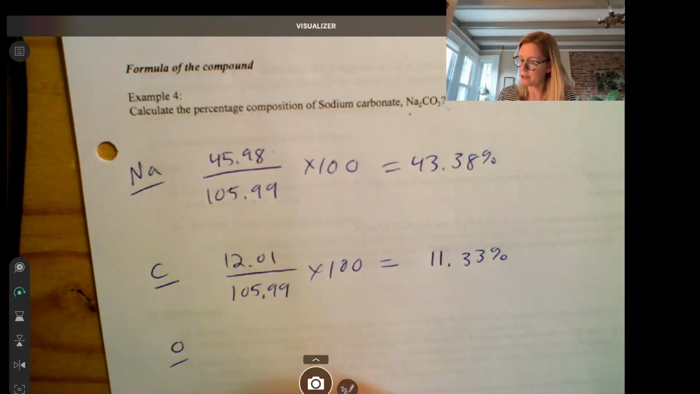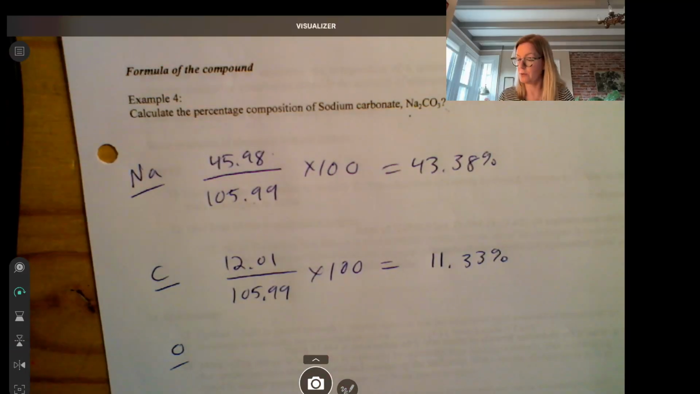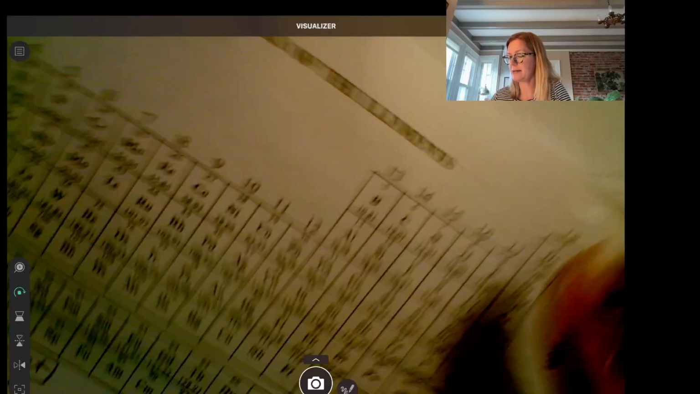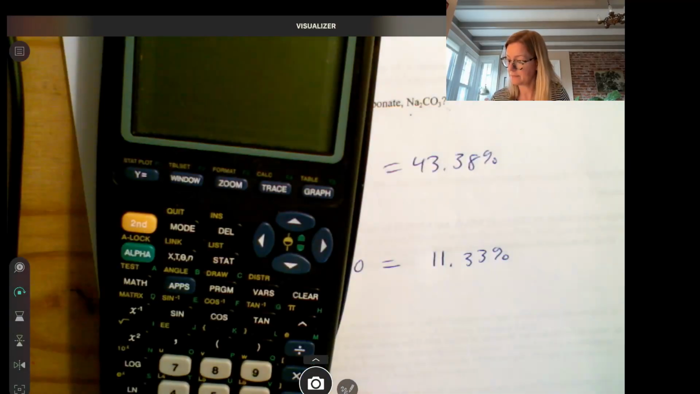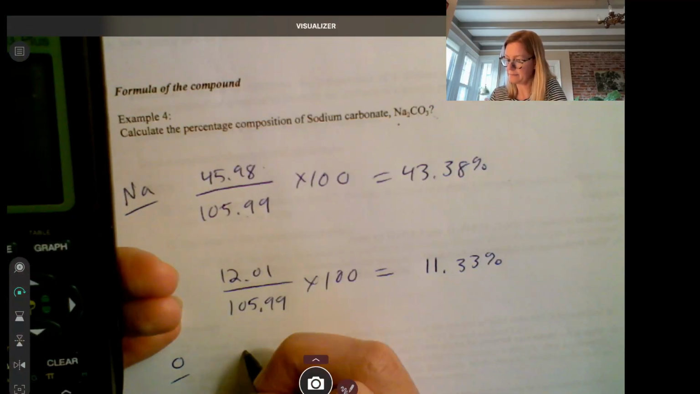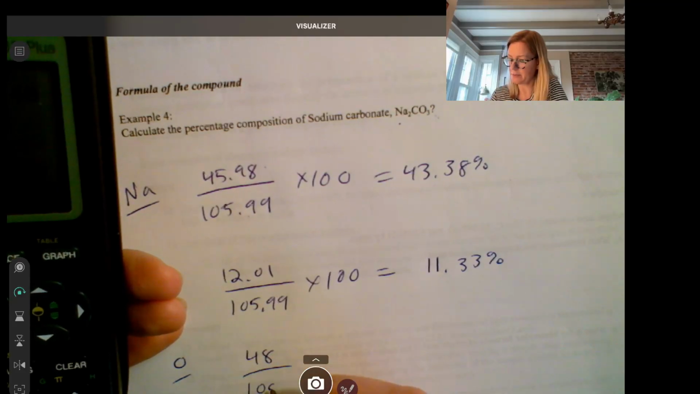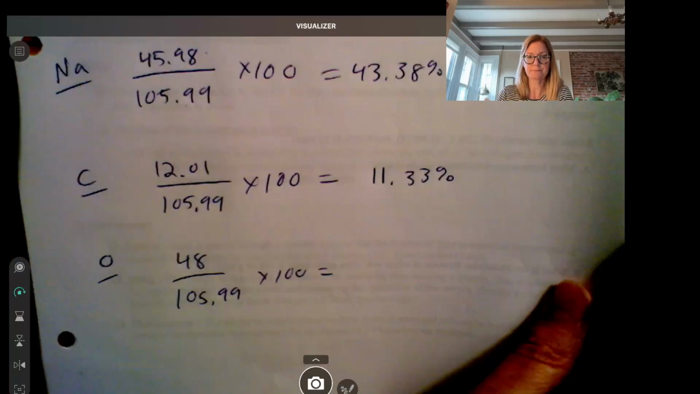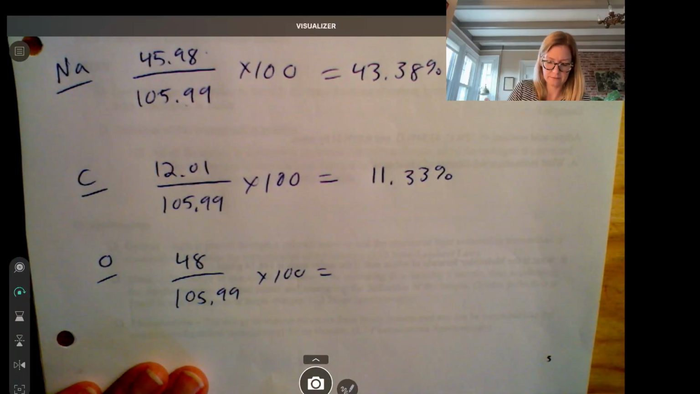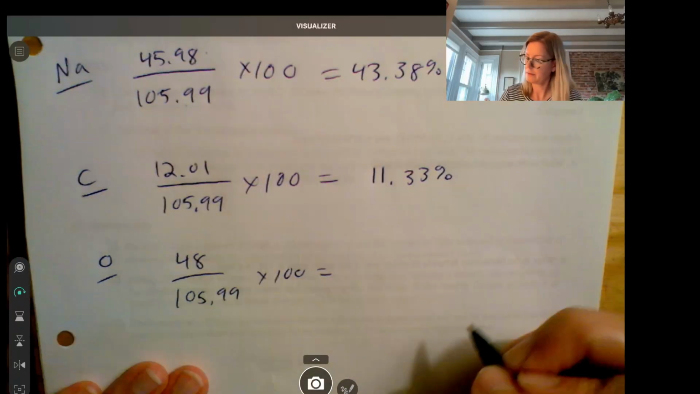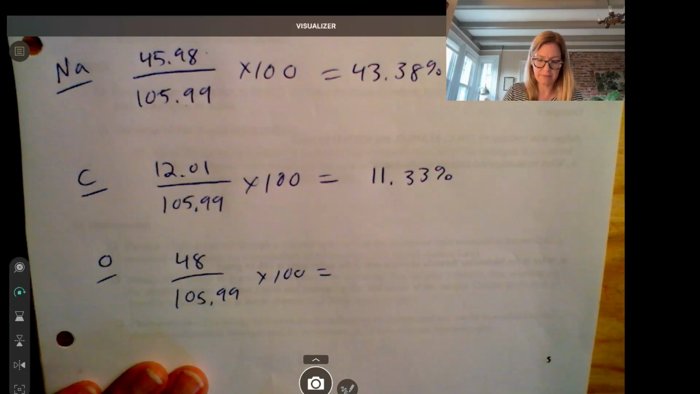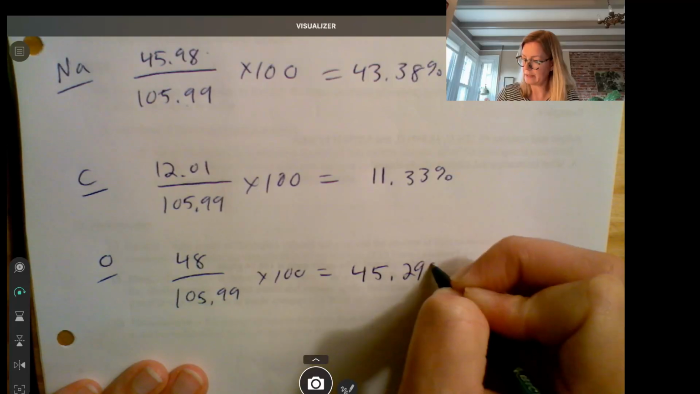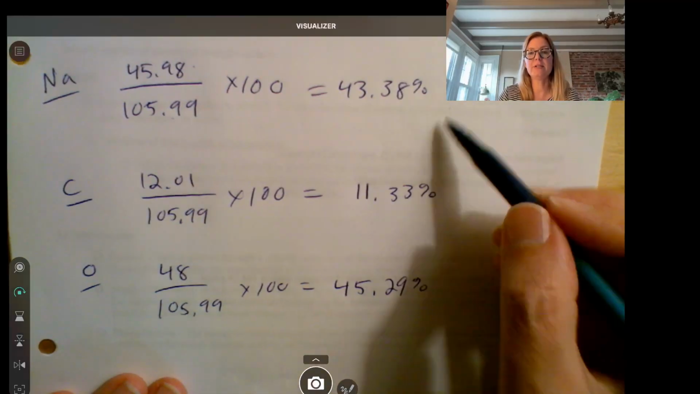And then we'll do oxygen. Okay, there's 3 oxygens, so do 3 times oxygen's mass, which is 16. You get 48. And again, the mass of the whole thing is still 105.99. And do top divided by bottom times 100, and you get 45.29%. Okay? And these should add up to 100.